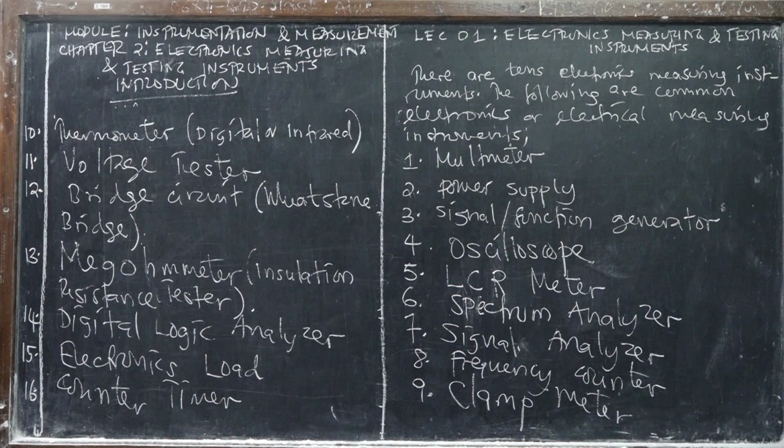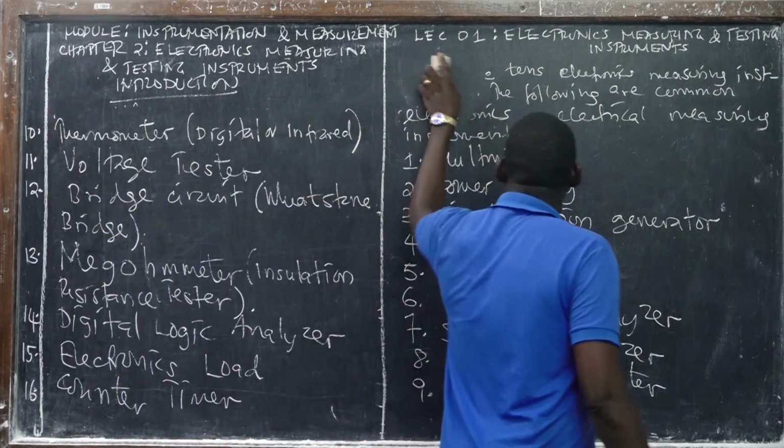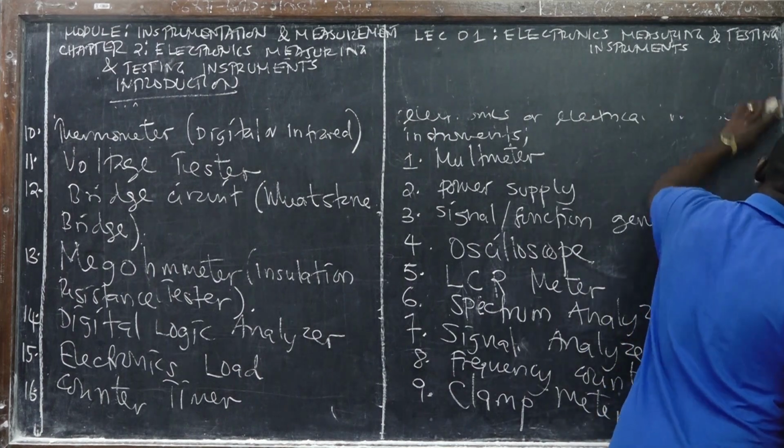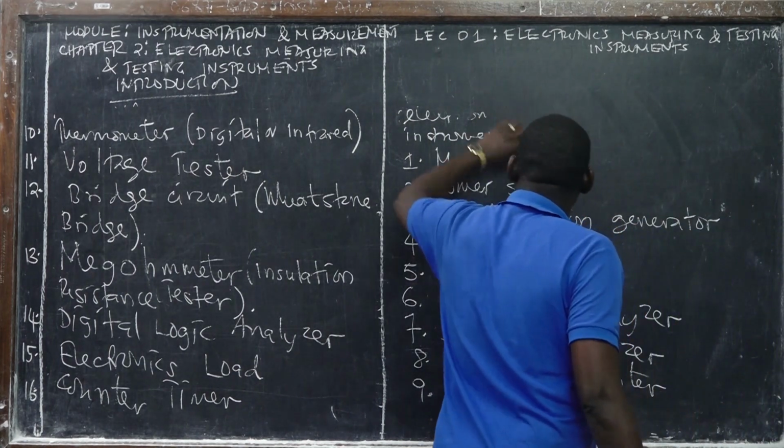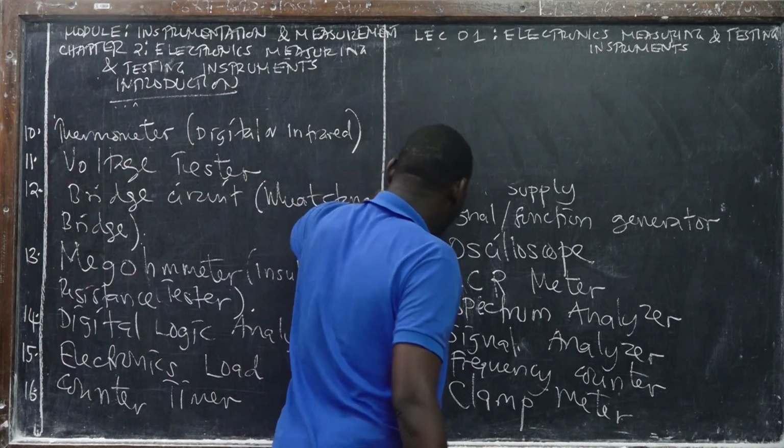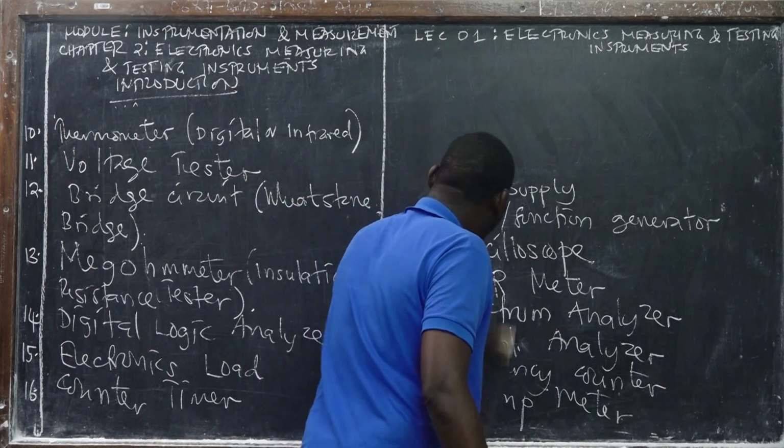So ask your neighbor, which one do you like among the 16 measuring instruments? Megohmmeter? Multimeter. Others, multimeter. Who likes signal analyzer? None, eh?